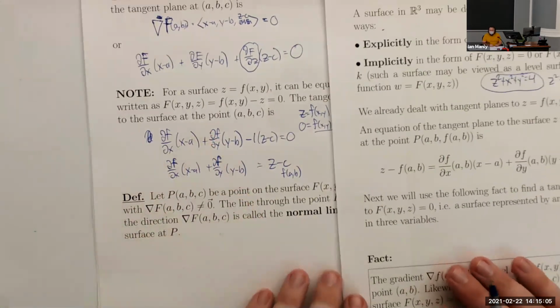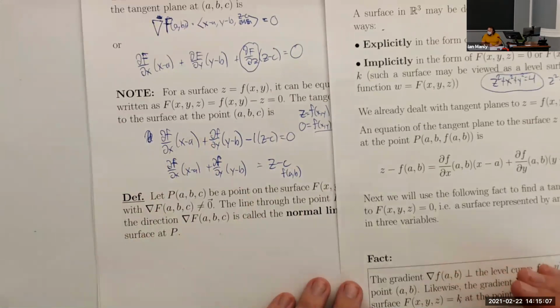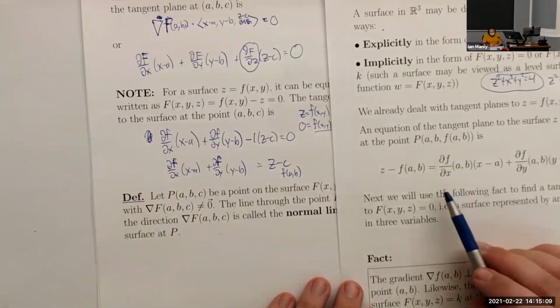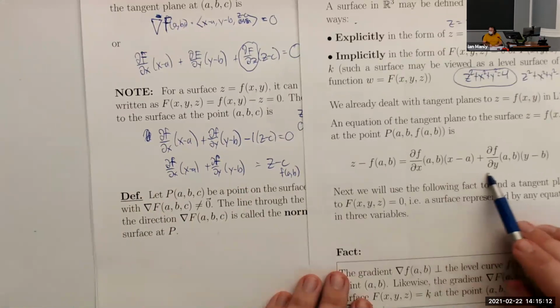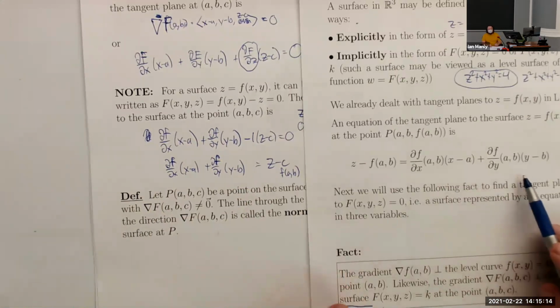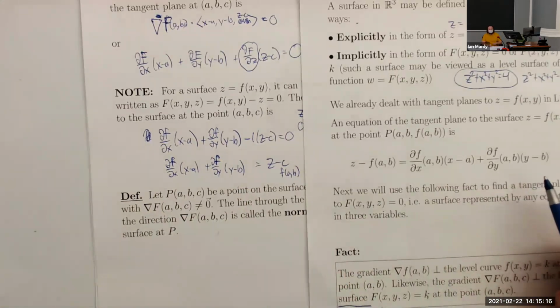So now in general, how would we practically use this? What I would recommend doing is using the old tangent plane formula if you already have z as a function of x and y.